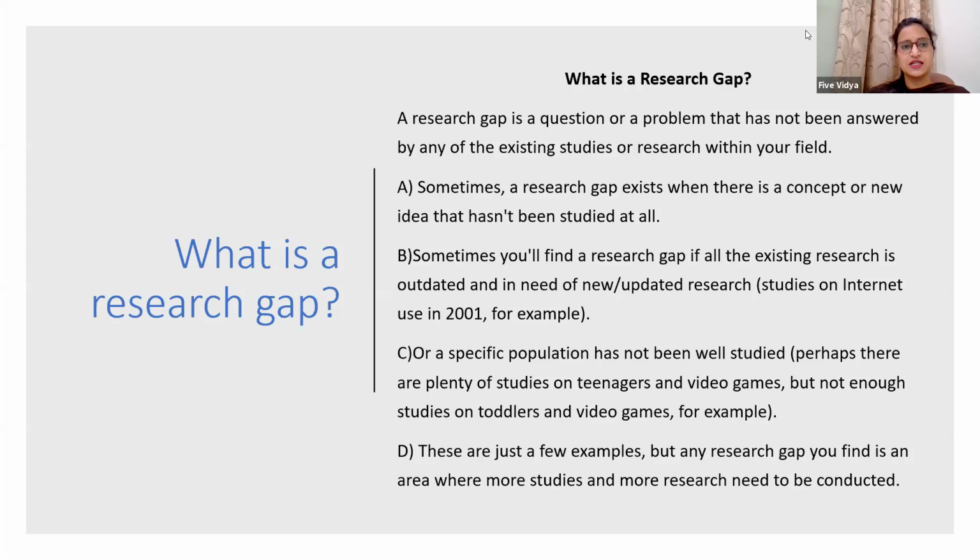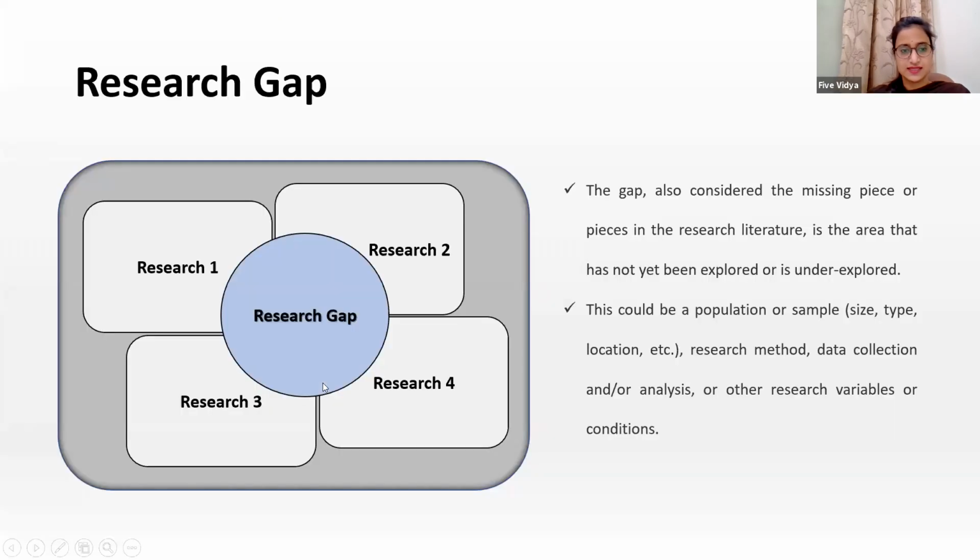All right, so research gap is basically the missing element which you notice in the literature you have studied before. As I mentioned in this example, let's say you have gone through 4 researches, but something is missing in all the 4 researches, which becomes your research gap.